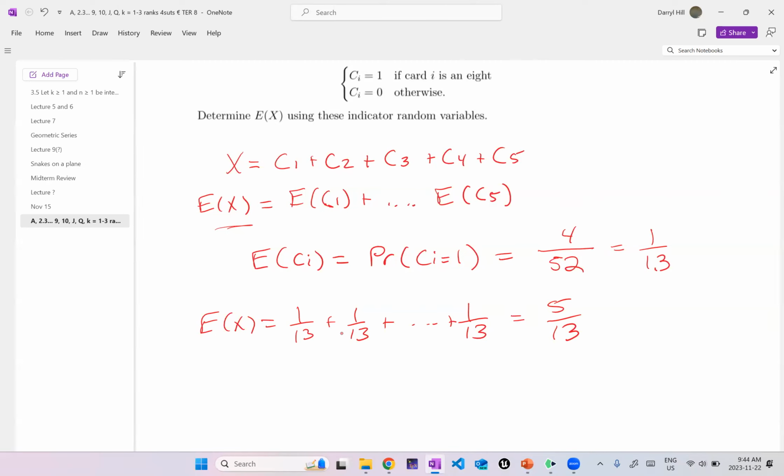Indicator random variables are not always useful depending on the problem, but if they are, then they are usually the easiest way. All right, questions? Yeah. So I sort of cheated, right? Because I said that each card is dealt uniformly at random.